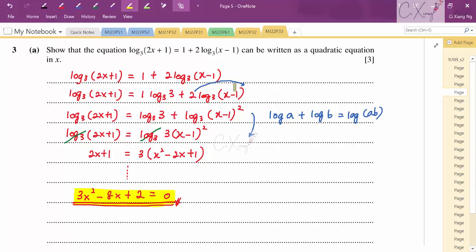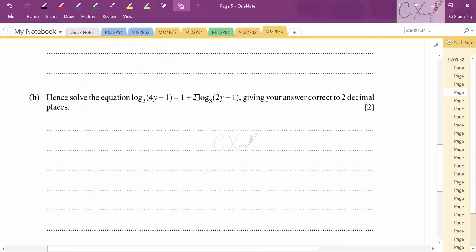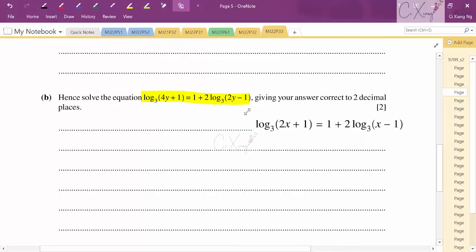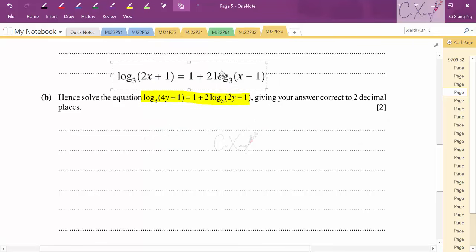And now let us proceed to part B. For part B, they want us to solve this equation and give your answer correct to 2 decimal places. For this question, if I compare it with part A, this is the equation in part A, and this is the equation in part B. Before I solve part B, I compare them, and I realize that 2x will become 4y, and the x here will become 2y.